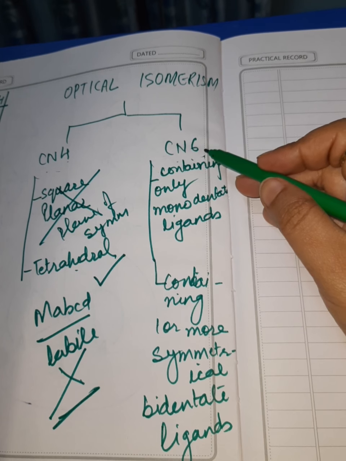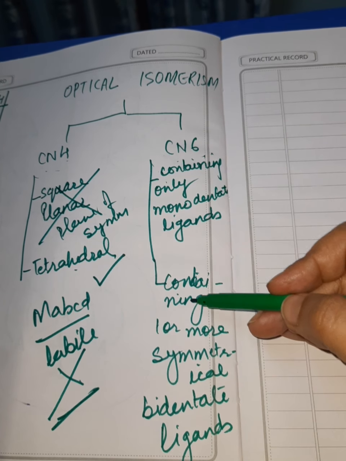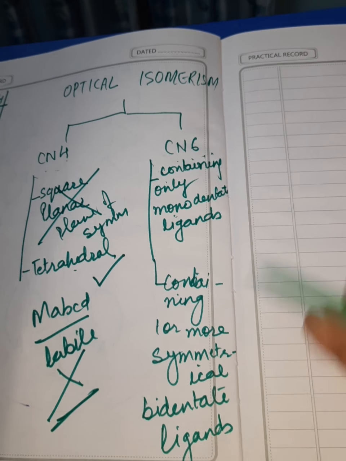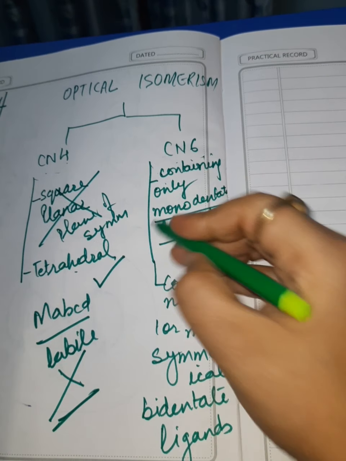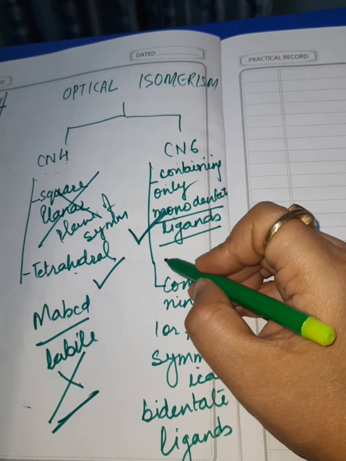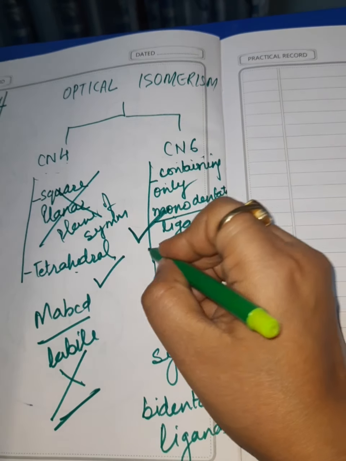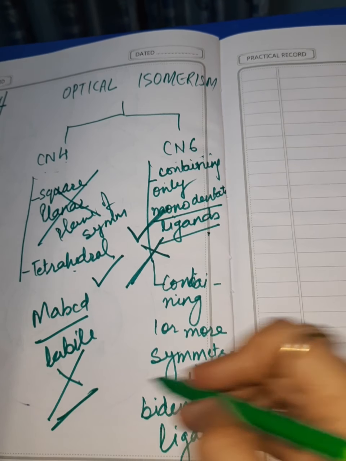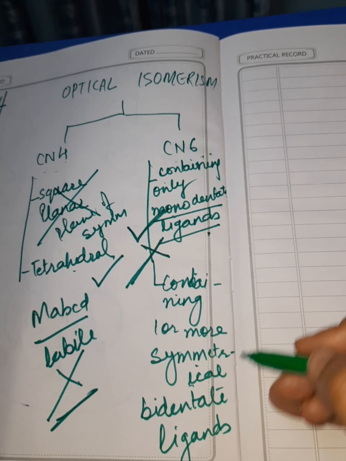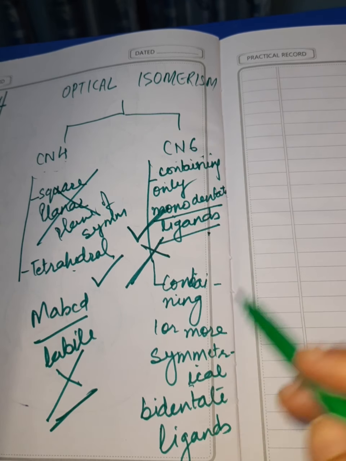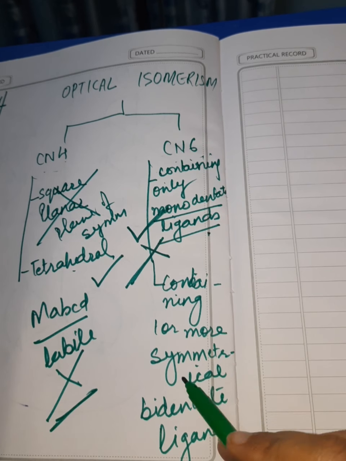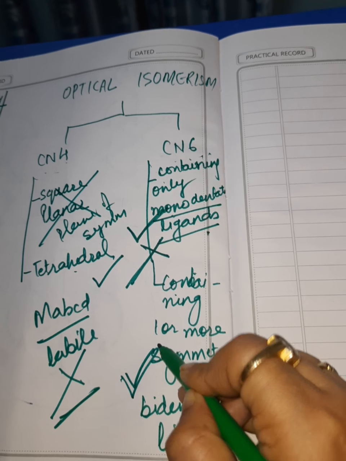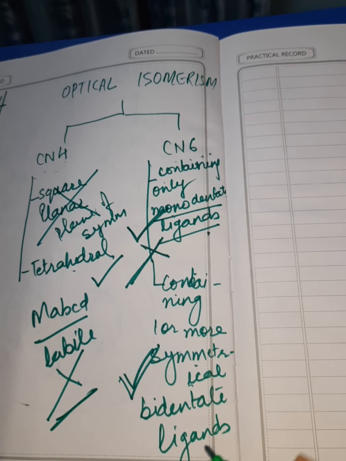When it comes to the CN6 complexes, we can have two kinds of complexes, the one containing only monodentate ligands and the second containing one or more symmetrical bidentate ligands. With monodentate ligands the possibility is there, but due to poor resolution experimental conditions, it's not very common or comfortable to study in such complexes. But due to easy resolution experimental conditions, in CN6 complexes containing one or more symmetrical bidentate ligands, it's very easy to resolve these compounds as well as to study their optical isomerism.